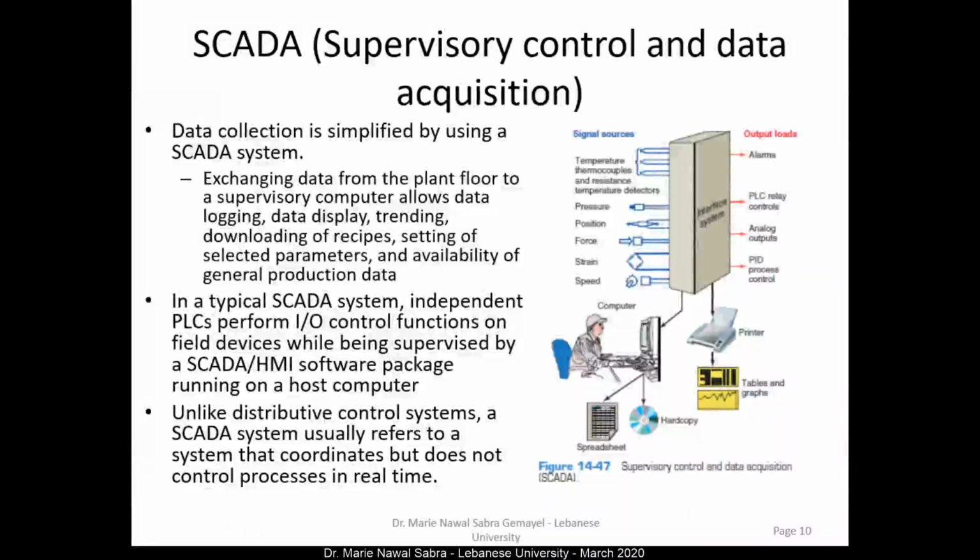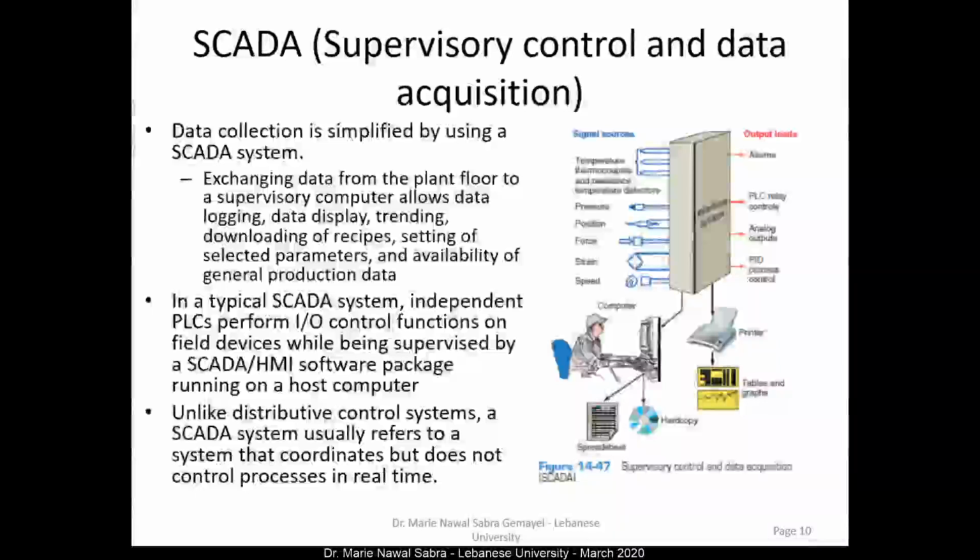Arriving to the SCADA, which is the supervisory control and data acquisition. Data collection is simplified by using SCADA systems. So this is a way to exchange data between the plant floor, this means all the different PLCs on all the different machines, and one supervisory computer. And this allows data logging, data display, and the study of the trends of the data that is flowing all through the system.